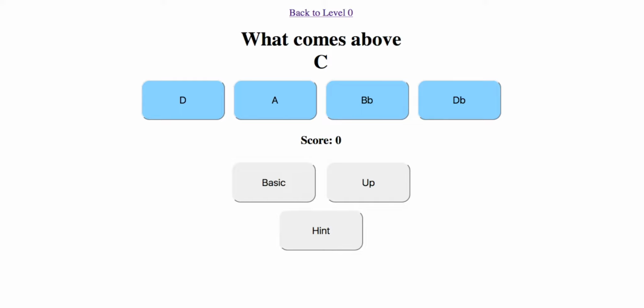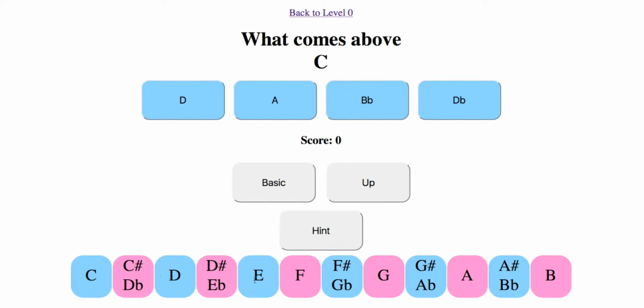Now, if this is a little too difficult for you right now, don't be dismayed. I have a hint guide right here for you. You can click the hint button, and you get the notes in order starting on C and ending on B. So after C, you can obviously see it's either C sharp or D flat. You look for C sharp, D flat, C sharp, D flat. There's a D flat, and you click it.